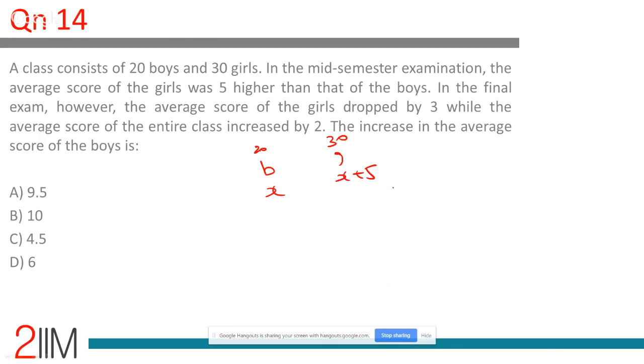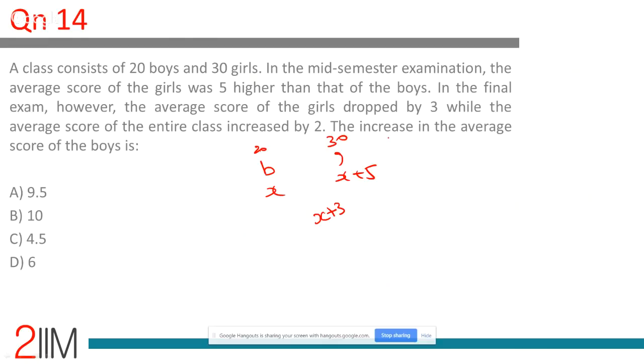In the mid-semester exam, with x and x plus 5, you're mixing the two. The difference 5 should be broken in the ratio 3 to 2. The overall average would have been x plus 3, closer to the girls one. This is the overall average.